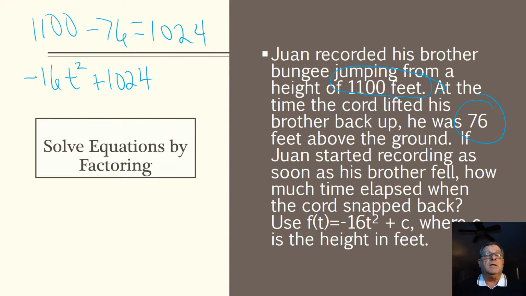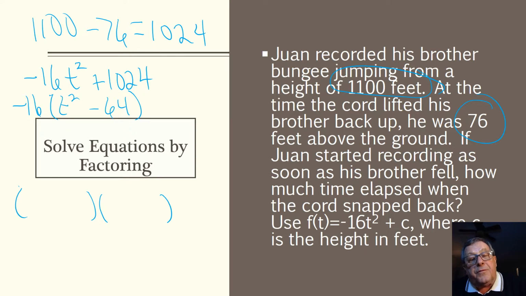Let's see. Get my calculator here. Then we got 1,024 divided by negative 16. Well, that's going to equal negative 64. So I can factor out negative 16, and when I do, I've got t squared minus 64. Now, this t squared minus 64 is an example of the difference of squares. So if I'm going to factor that, I'm going to approach it the same way.